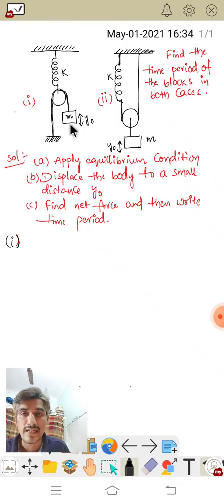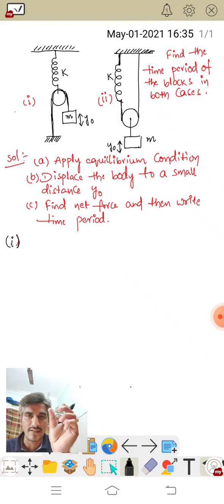Then after that, if we pull it to a distance of y and release, what happens? It sets into oscillations, like simple harmonic motion. Am I right or not? Even here also, when we pull it to a further distance y and release, it will be in simple harmonic motion. Then it will have a certain time period for that simple harmonic motion, right?